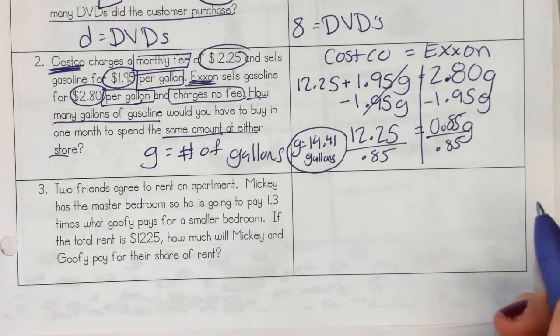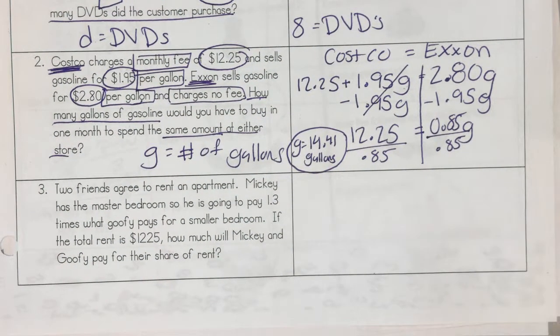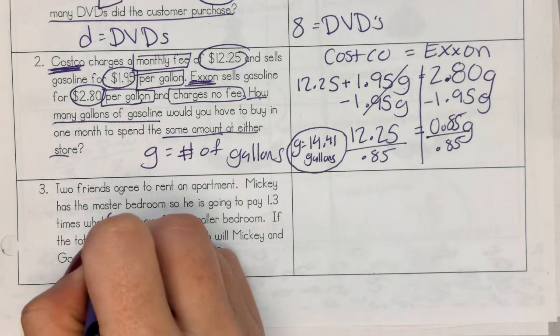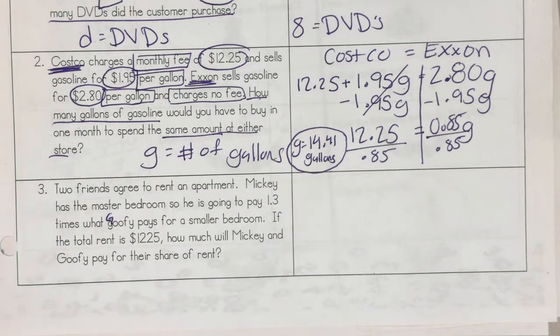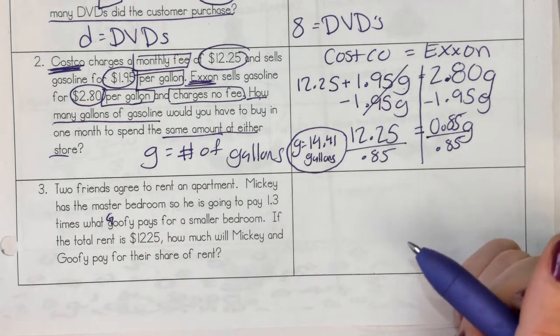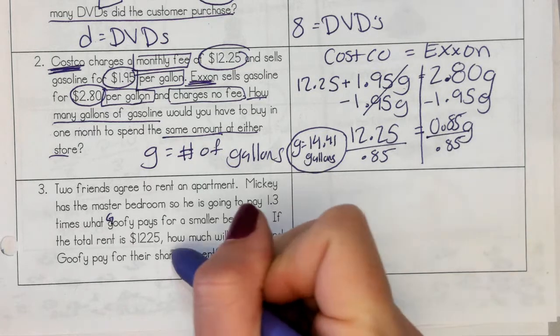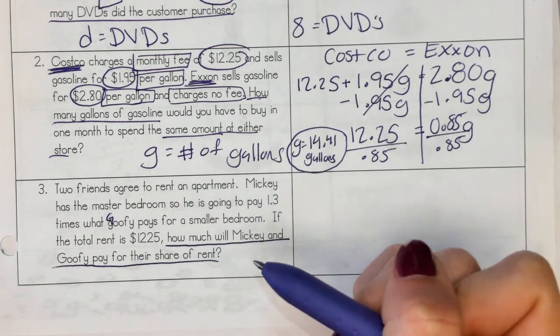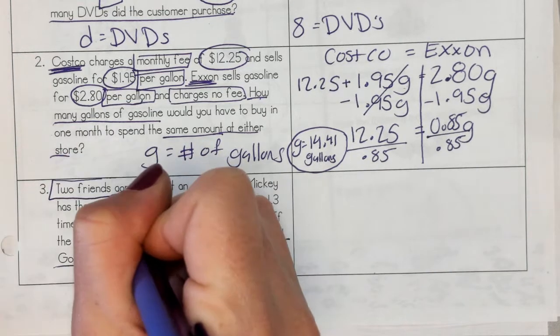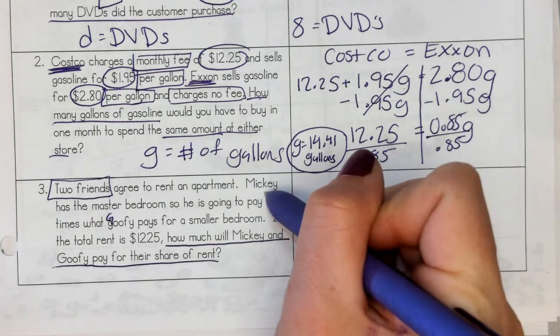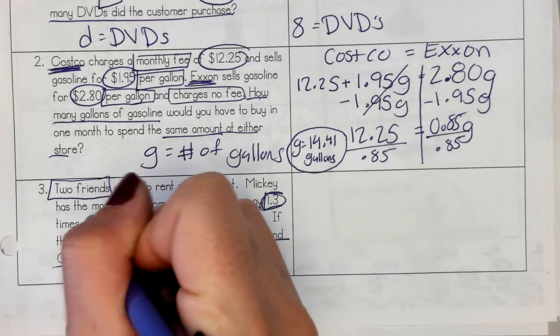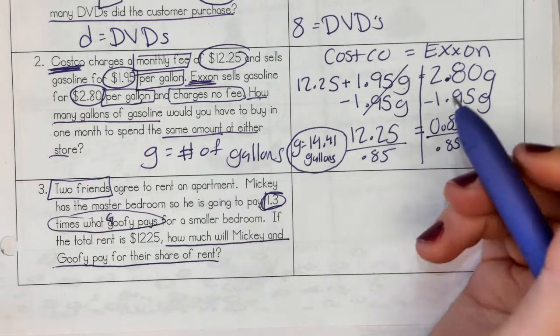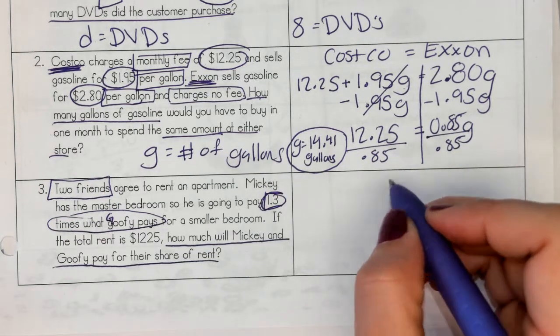Okay. Last one. 2 friends agree to rent an apartment. Mickey has a master bedroom. He's going to pay 1.3 times what Goofy pays for a smaller bedroom. If the total rent is $12.25, how much will Mickey and Goofy pay for their share of the rent? So I want to know what each person pays. I know that there are two friends here, and Mickey's going to pay 1.3 times what Goofy pays because he has more space.